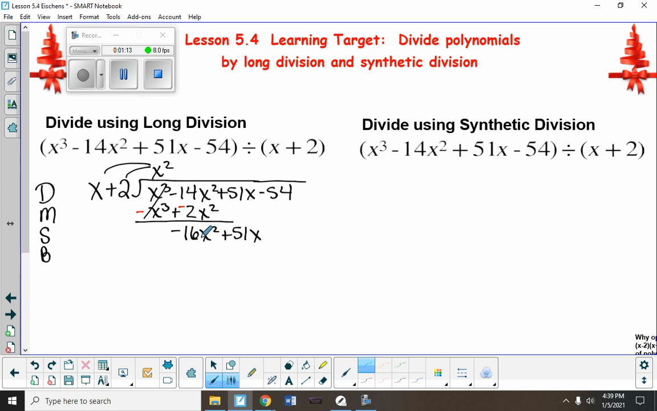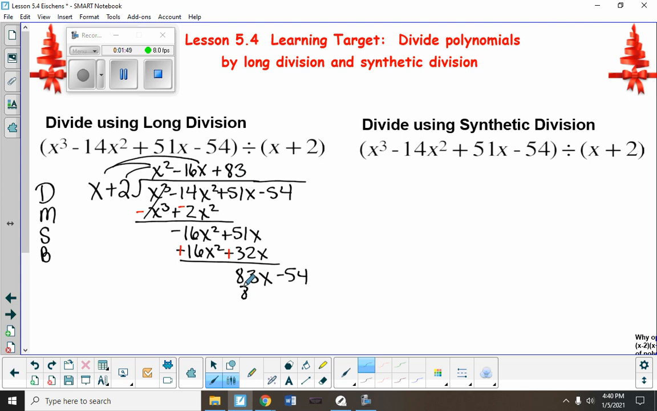That was bring down. Now back up to the top, divide. So x times what would give you negative 16x squared? So you'd have to multiply by a negative 16 and another x. Now we multiply that times each term. And then we'll run our negative through. Minus a minus is a plus. So we have 83x. And then we bring down the next term. So x times what would give you 83? It would be 83x, okay?